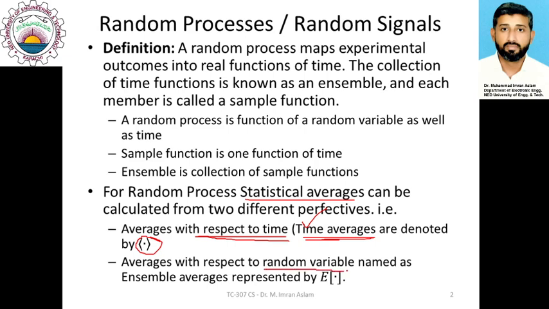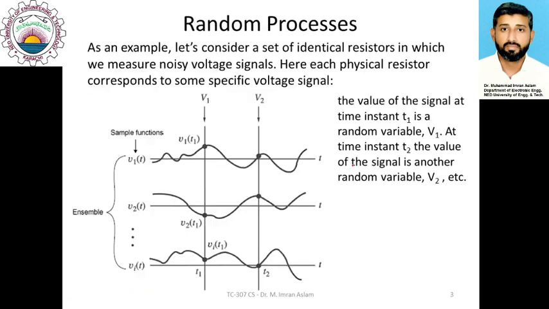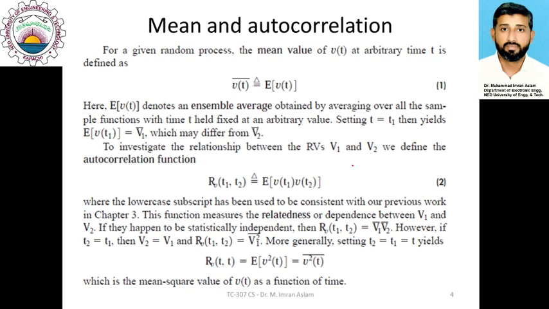So we can also calculate as we have done it before. We can calculate averages with respect to random variable, which is generally named as ensemble averages, which can be calculated through this expectation operator as we previously discussed. So we know how we can calculate the averages related to different random variables as well as the random processes.